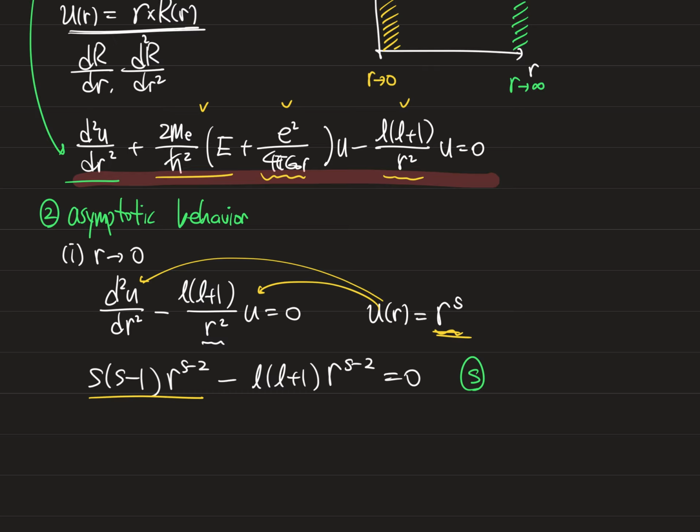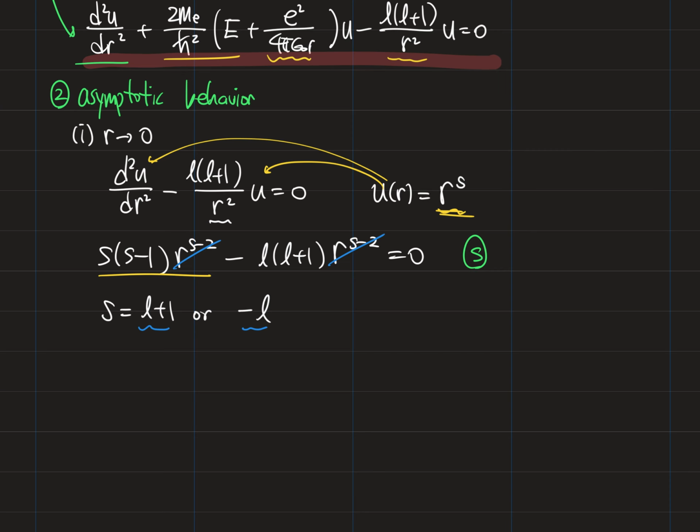For this equation to be valid regardless of the value of r, you can just cancel these two terms, and to have a valid equation, s should be l plus 1 or s should be minus l. Then you have to think about which one is valid. The first choice will give you r to the l plus 1, and the second choice will give you r to the minus l.